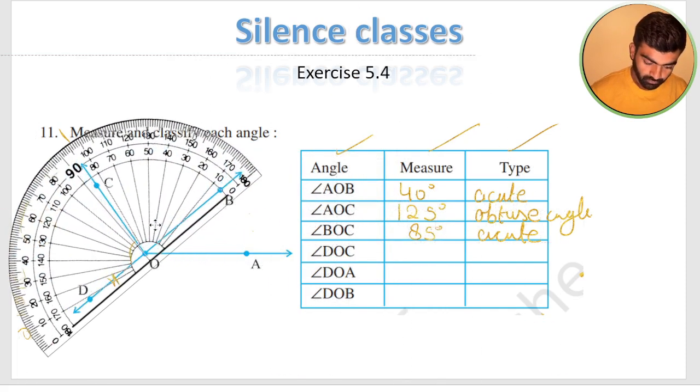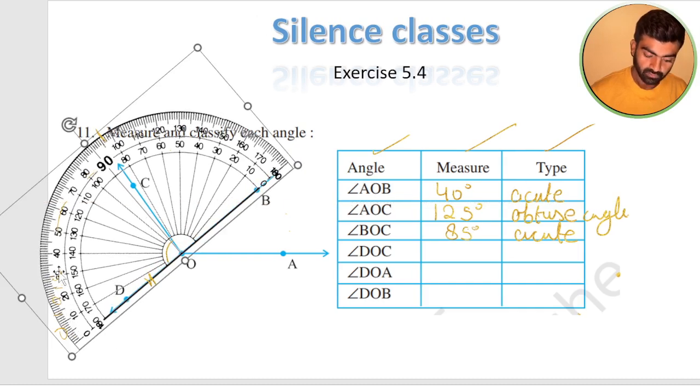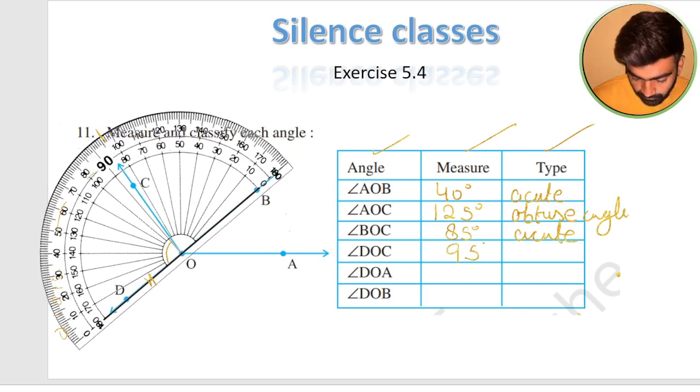Once we place this over here, we can calculate 0, 10, 20, 30, 40, 50, 60, 70, 80, 90, and it is coming exactly at a 95-degree angle. I hope you guys understood how we are measuring it. Greater than 90-degree and less than 180-degree is an obtuse angle. So it is an obtuse angle.